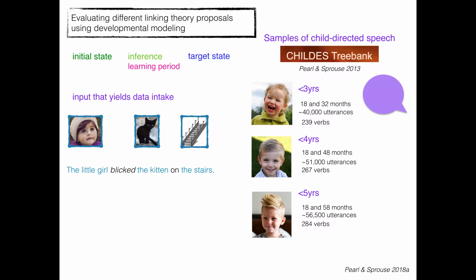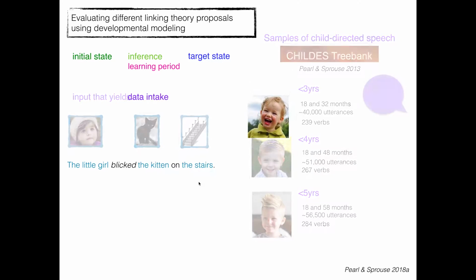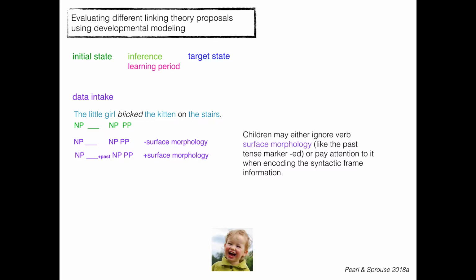And then we think about where they're getting that knowledge from. What we use is samples of child-directed speech from the Child's Tree Bank that my colleague John Sprouse and I compiled a couple years back. And we have a lot of realistic samples from children under the age of 3, under the age of 4, and under the age of 5. You can see the details of how many utterances and how many verbs, and the answer is, quite a few. And so this is the input that's going to yield our data intake. So when we get something like the little girl blicked the kitten on the stairs, we're going to be able to extract all of that information that we saw before.